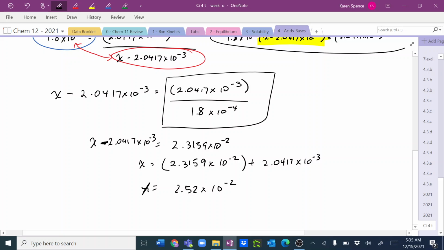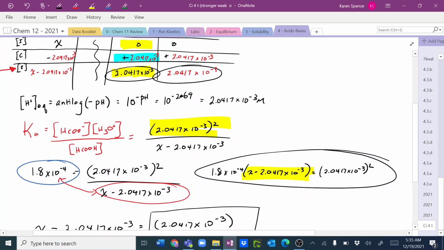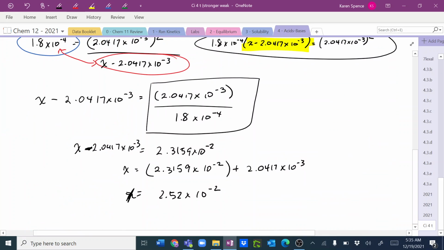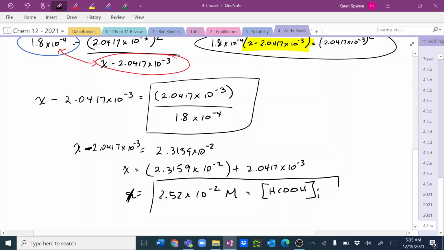And if we look, what was x? X was our initial concentration of the HCOOH right there. Okay. And what did we want to find? We wanted to find the initial concentration of the HCOOH. So this, if I stick a molar there, I can say is equal to the concentration of HCOOH initial, and I can put a box around that, and I am done.